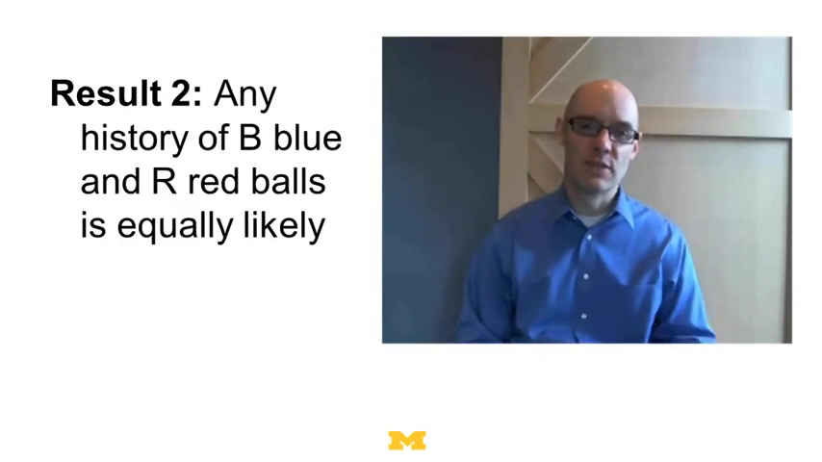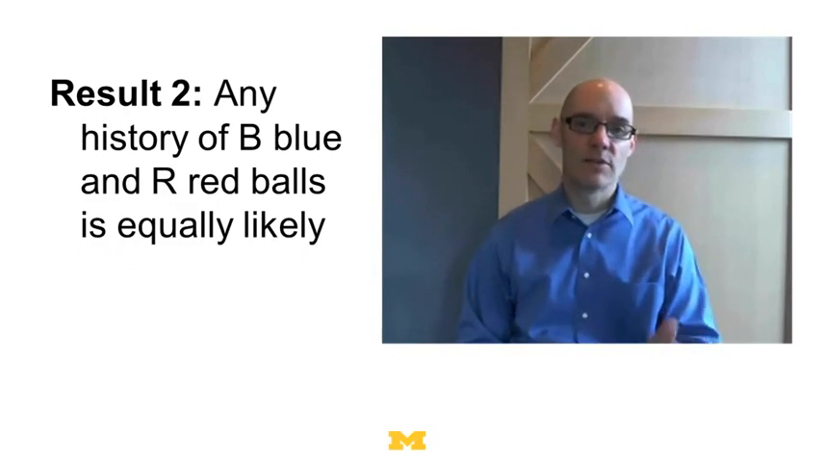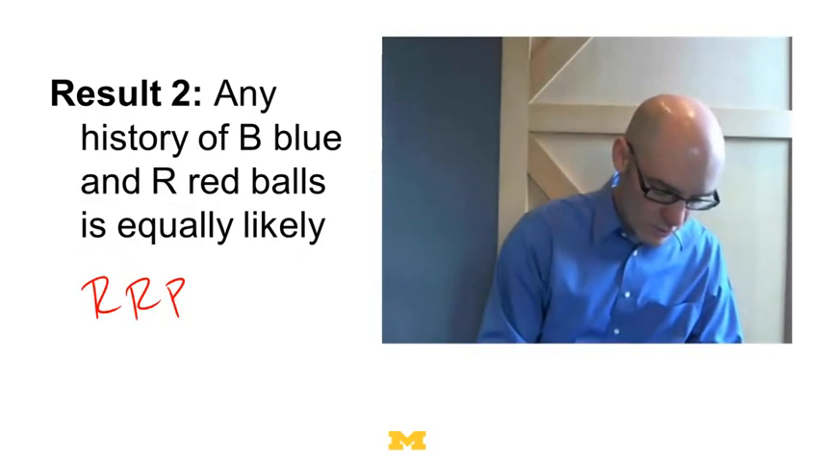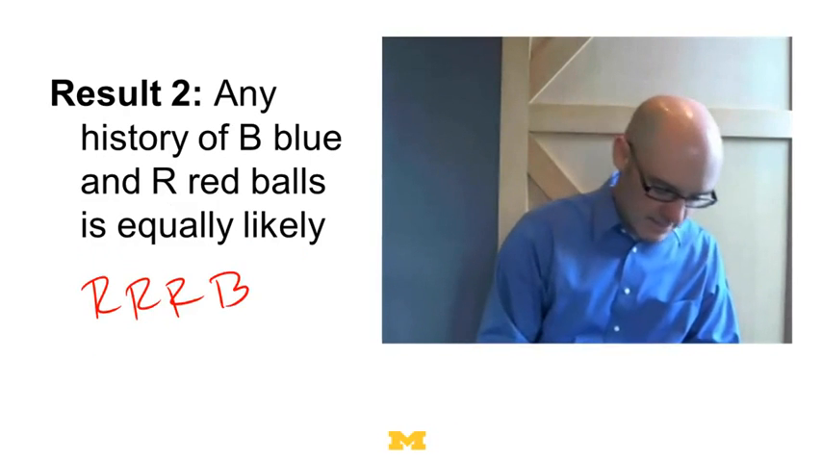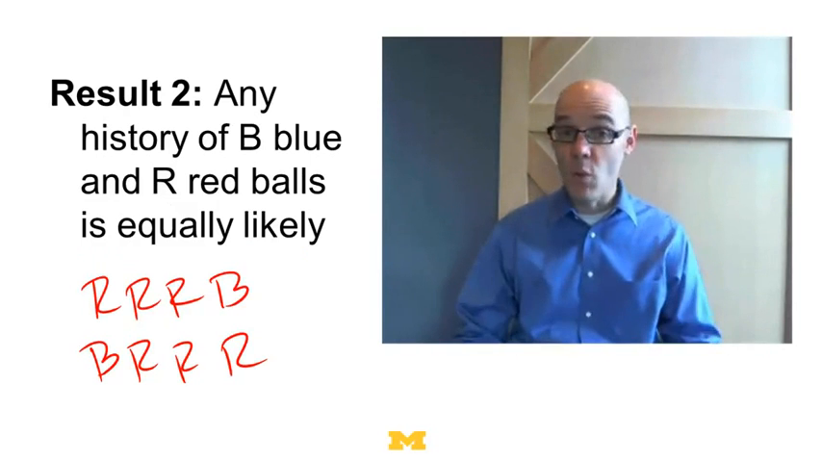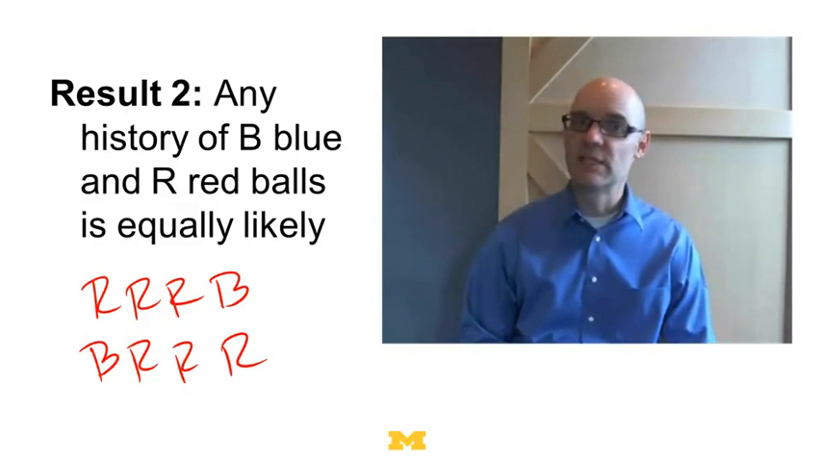Here's result 2. Result 2 is that any sequence of events that has R red balls and B blue balls is equally likely. So if I get red, red, red, blue, that is the same probability of happening as drawing out blue, red, red, red. Why is that the case? Again, do some examples, see if you can figure it out. I'll prove it in the next lecture.